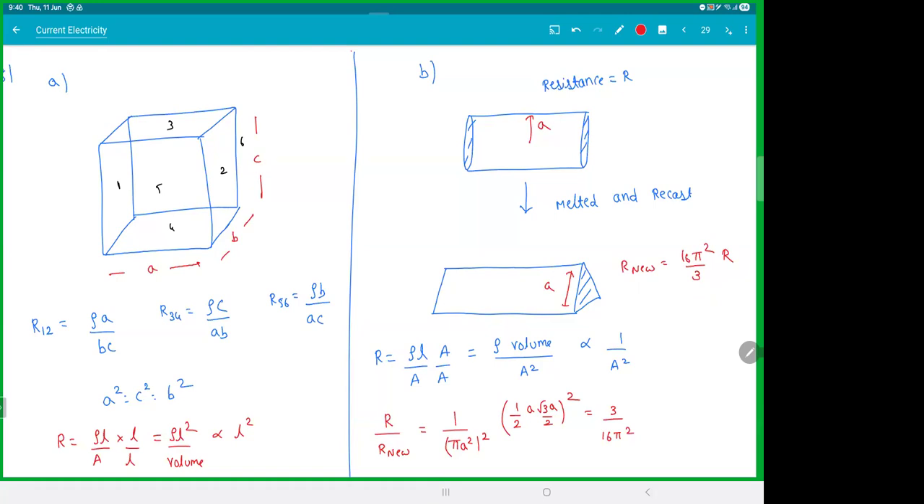You want to find R13, you can't find. The currents will not go in a proper way, right? They start to curve, so you can't do anything. All got this? Be careful, it is proportional to 1 by area square, not 1 by area.